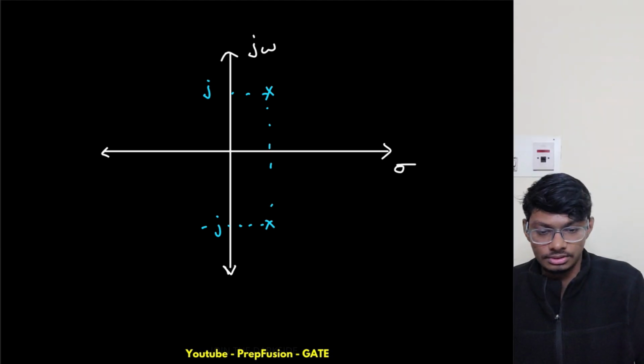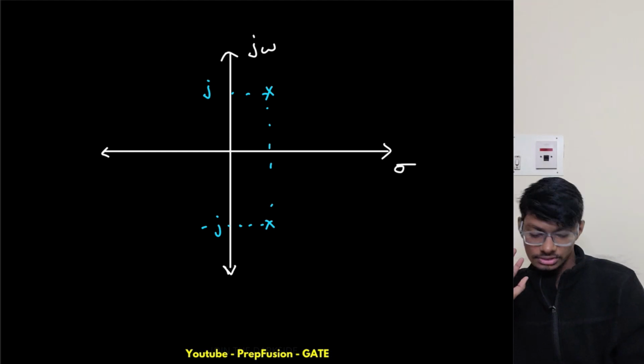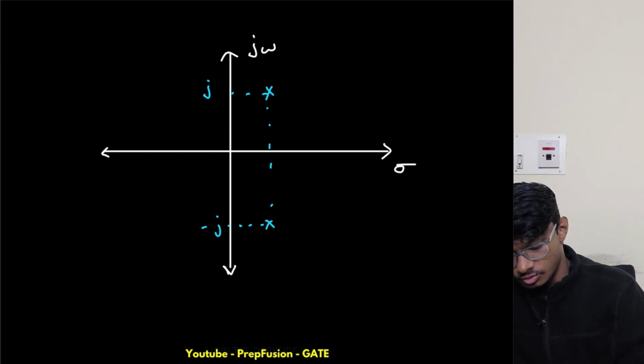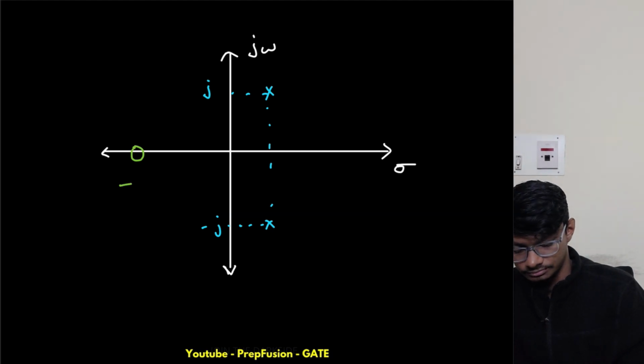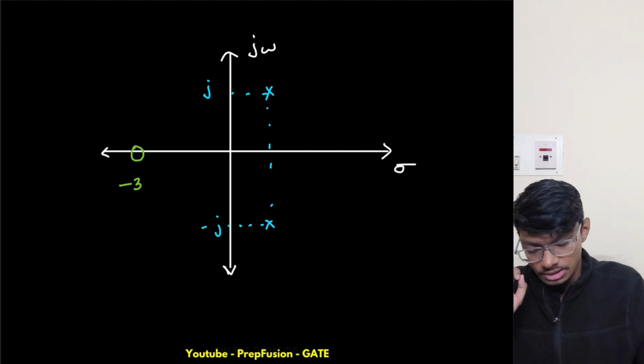This sigma, right? So yeah, this is this one. Now, what you need to do is plot the zero. So the open loop zero is around here, right? It's at -3 basically. So the open loop zero is at -3.